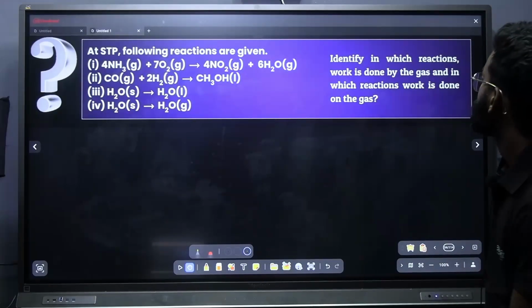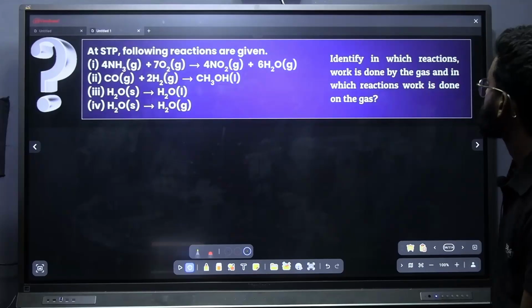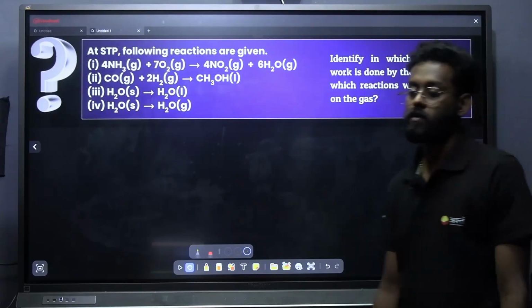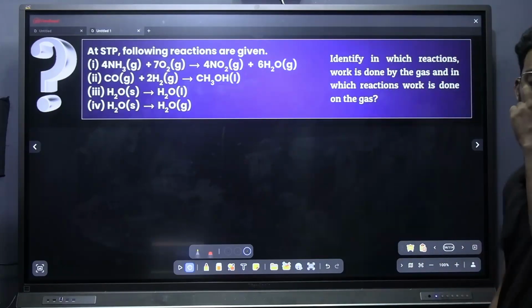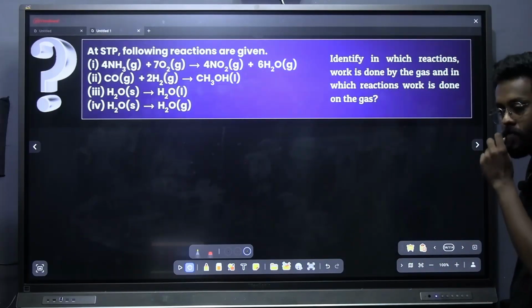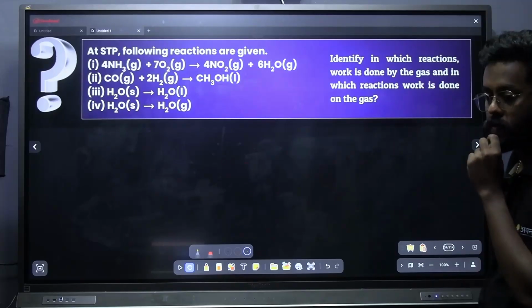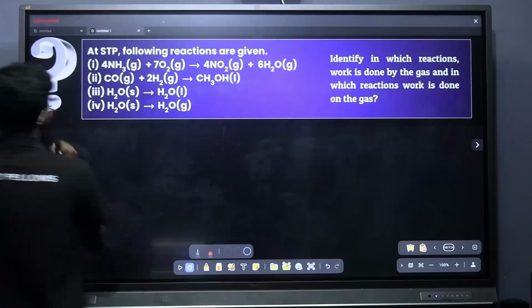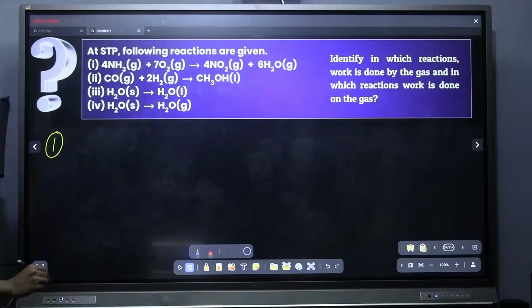Here is another question for you. Identify in which reaction work is done by the gas and in which reaction work is done on the gas. I want everyone to try this question. It's a very simple question, and it's particularly a NEET oriented question.